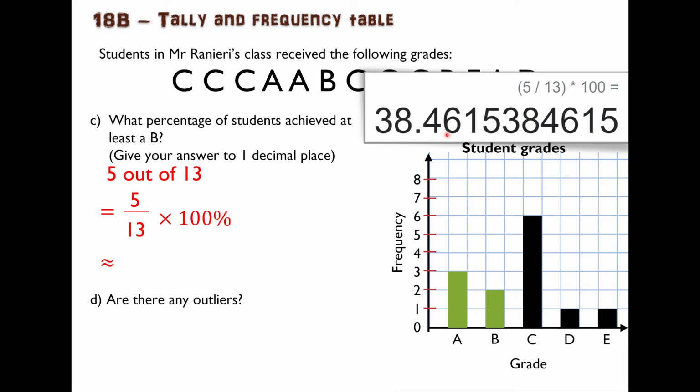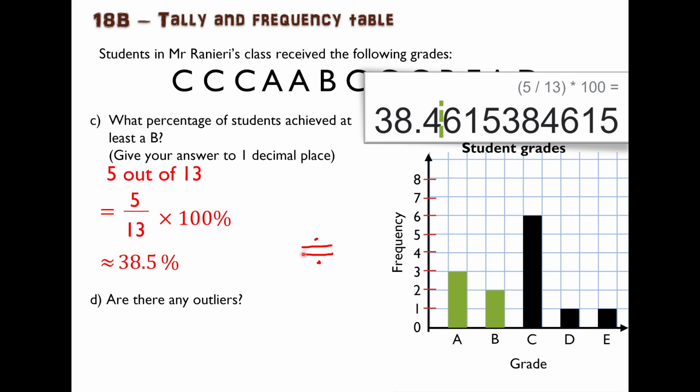If I want to round this off to 1 decimal place so that my answer is easier to read, then I put a line after 1 decimal place and I look at the next digit. The next digit is a 6. So do I round up or down on a 6? I round up. So this will go from a 4 to a 5. So it's approximately 38.5%. This symbol here means approximately equal to, and it means that I've rounded it off. You might also see this symbol, and that means the same thing, approximately equal to.